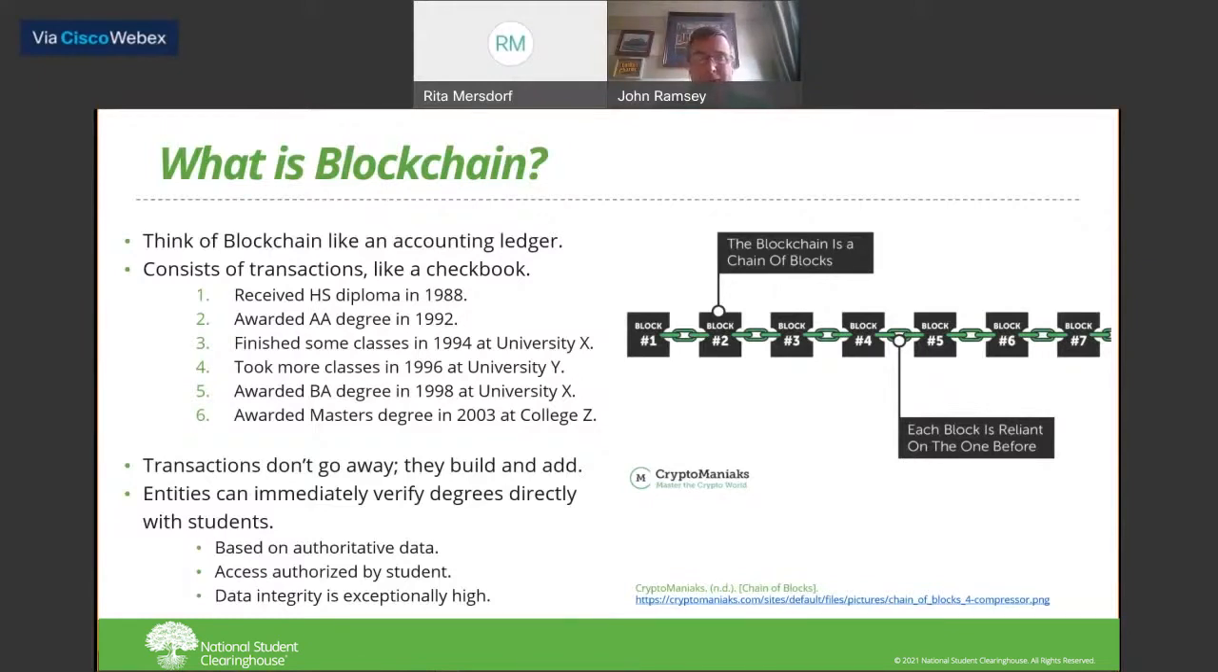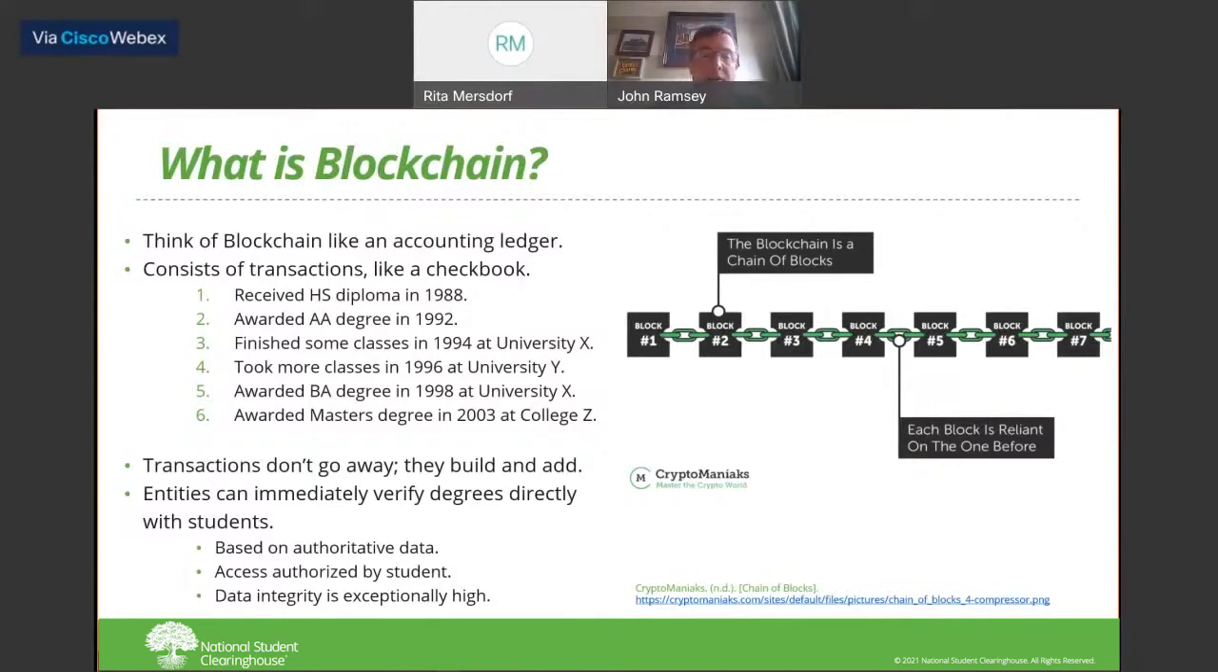Data can't be altered. It's fed from authoritative sources. I might own the blockchain record, but I can't manipulate the data that's on there because it's being provided by authoritative sources. However, with self-sovereign identity, I can identify who has access to my data and what data they have access to.